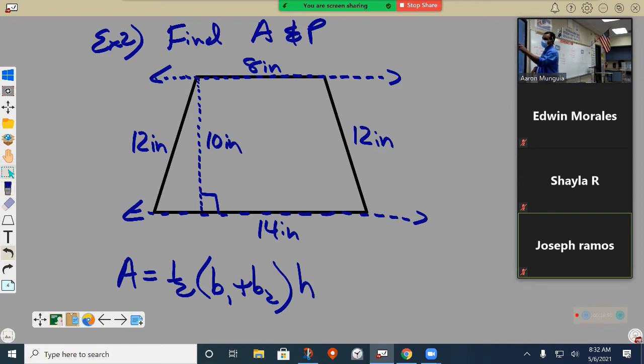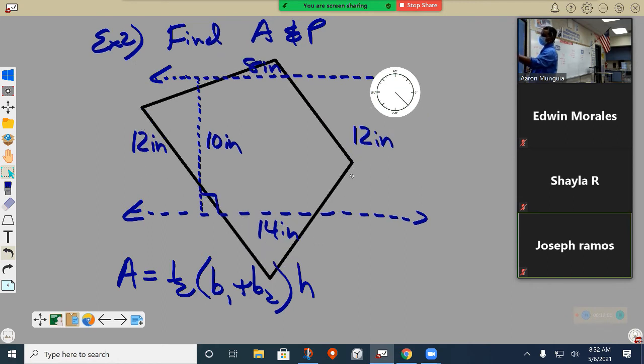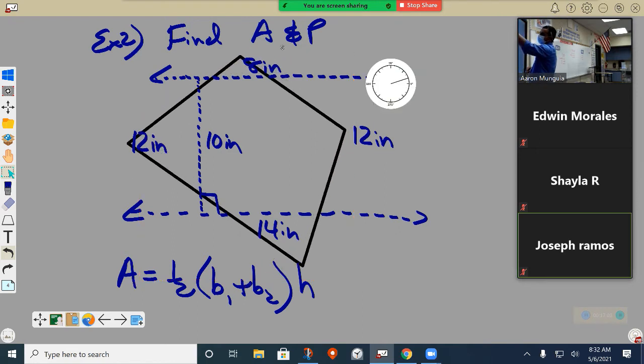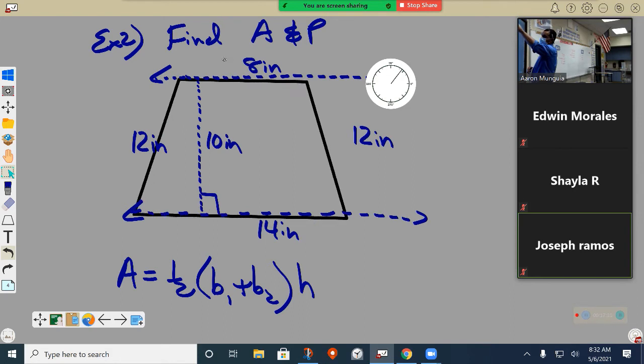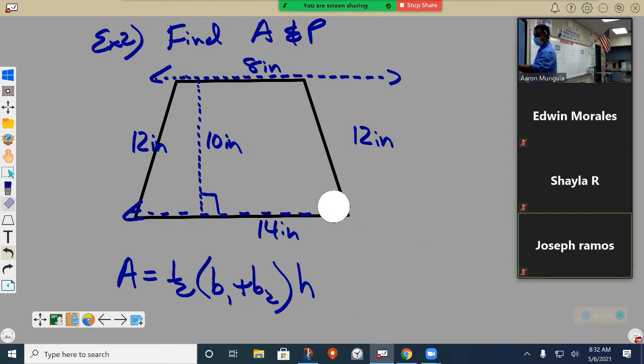Okay? So if I took this trapezoid, I keep saying parallelogram. If I went like this, the bases are still the sides that are parallel. It doesn't matter the orientation. The bases are the two sides that are parallel. So in this case, 14 and 8. If I'm going too fast, stop me and ask me questions. So 14 and 8 are my bases.